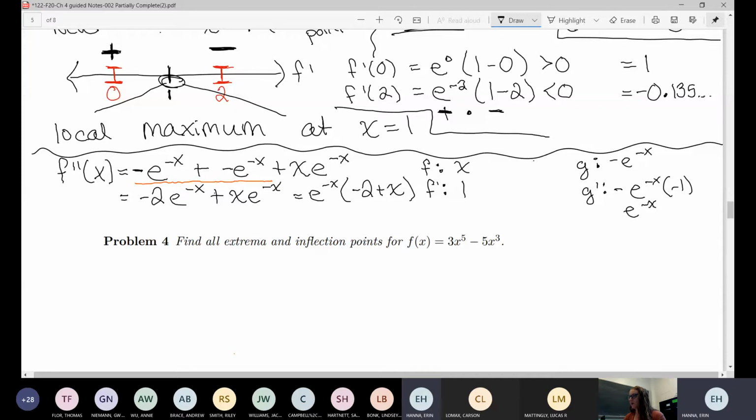Ooh, I ran out of space. Oh boy. It's okay, I'll figure something out.